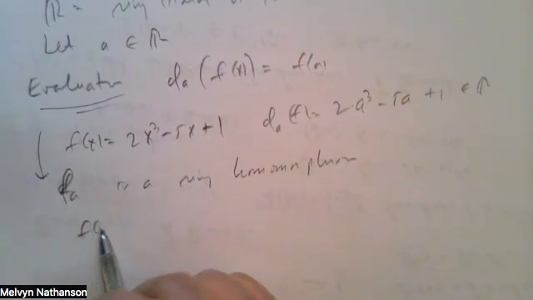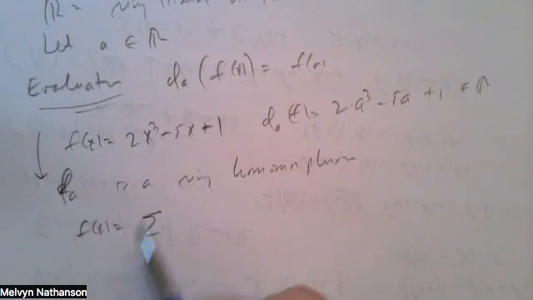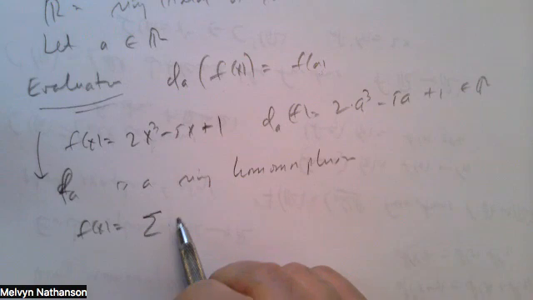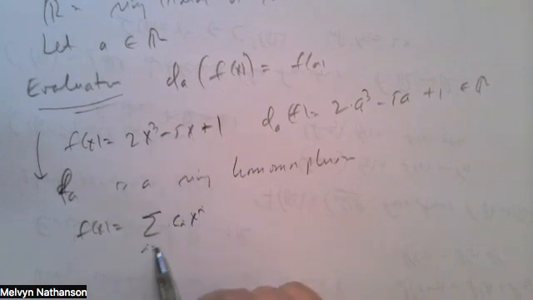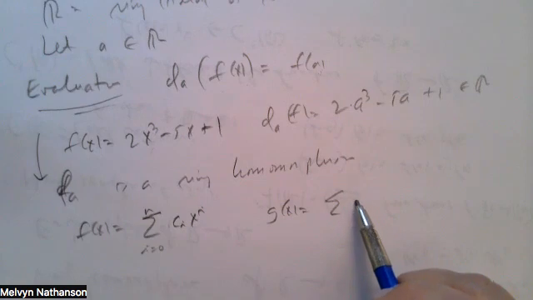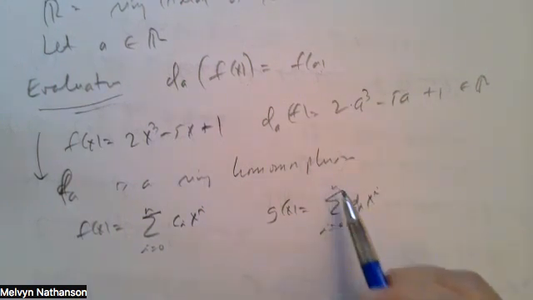Suppose f of x is the summation of c sub i x to the i, where i goes from 0 up to n. So some polynomial of degree at most n. And g of x is the summation of d sub i x to the i, also a polynomial of degree at most n.